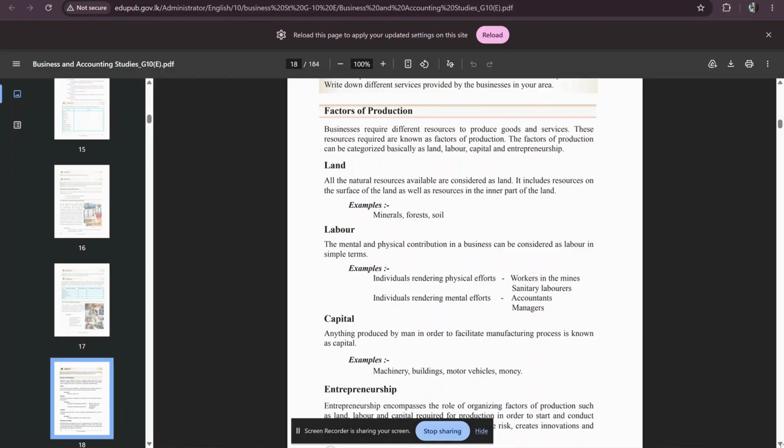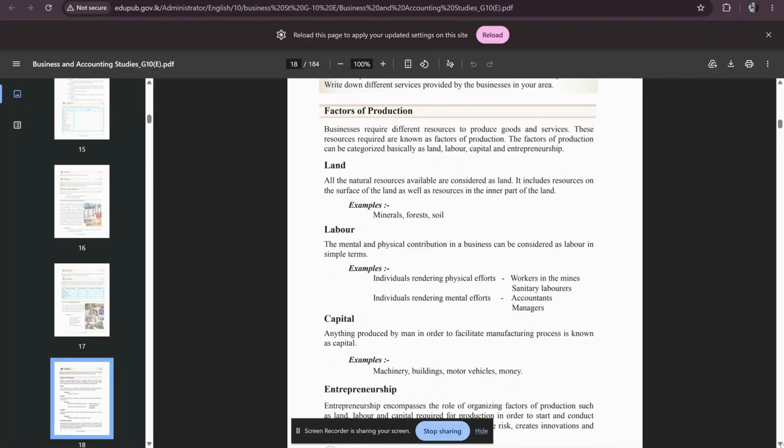Business requires different sources to produce goods and services. These resources required are known as factors of production. The factors of production can be categorized basically as land, labor, capital, and entrepreneurship. Land: all the natural resources available are considered as land, including the resources on the surface of the land or resources in the inner part of the land, like minerals, forests, soil, everything.